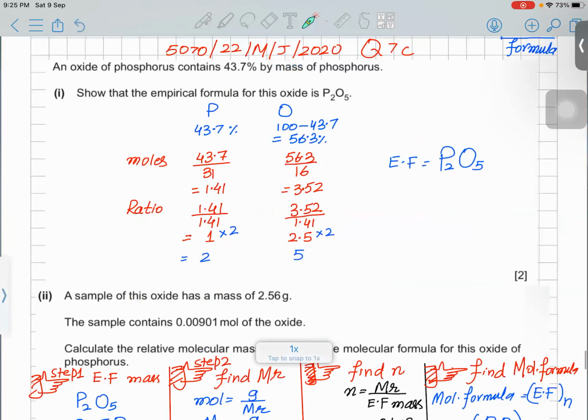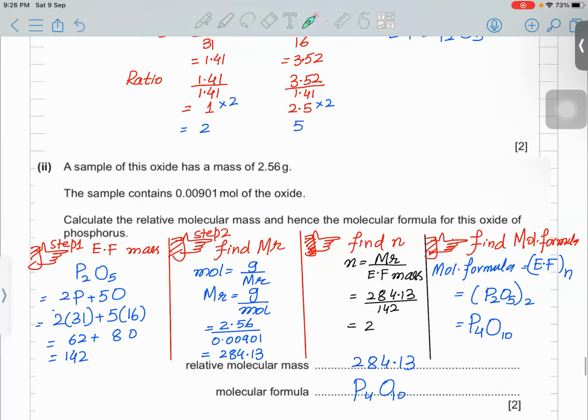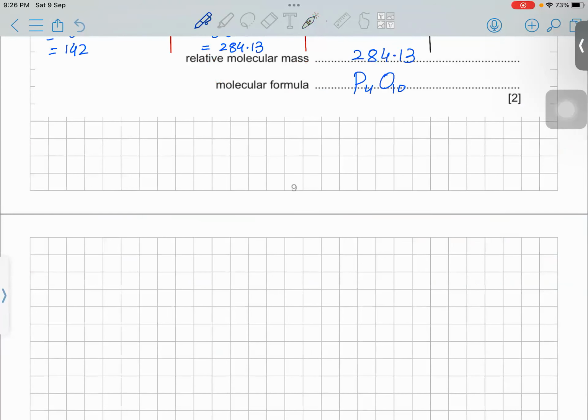This is 2000. Now the next question is 5070, May June, variant 21, 2018.